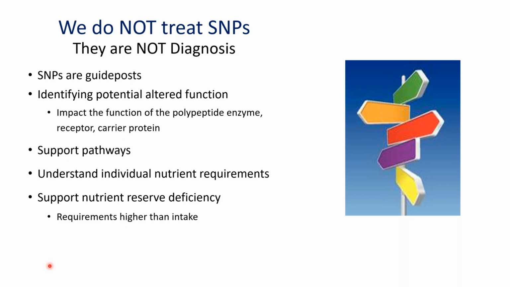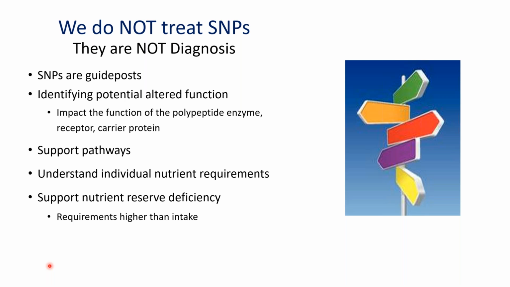Right? You can't treat something that is always going to be that way. You're not going to change the SNPs. They are not diagnoses, but they are guideposts. And what they're capable of doing for us is identifying potential long-term altered function. And as practitioners, we're then able to understand that if there's a 3 or 4 or 5 step process for methylation, and we can't convert folic acid to that 5-methyl, we know that we can support those methylation pathways by just giving that usable form.